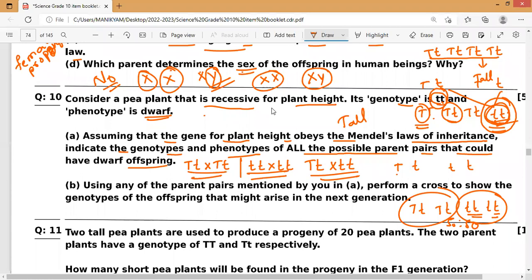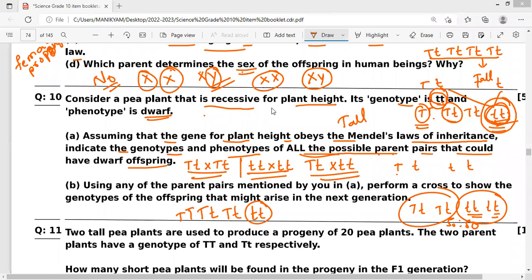Now here also, what will happen? Capital T, capital T, capital T, small t, capital T, small t, and small t, small t. So again we are getting the dwarf. So we can write, they are mentioning all the possible genotypes. Other than this, are any other possibilities verified? Let me know. Mukesh, Sai, nothing else is possible.